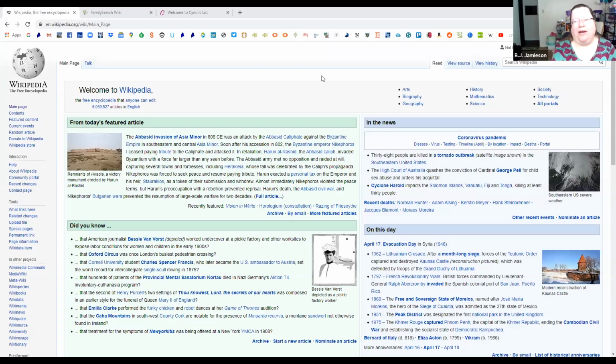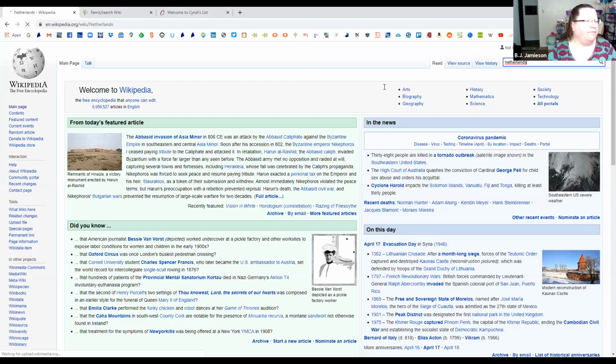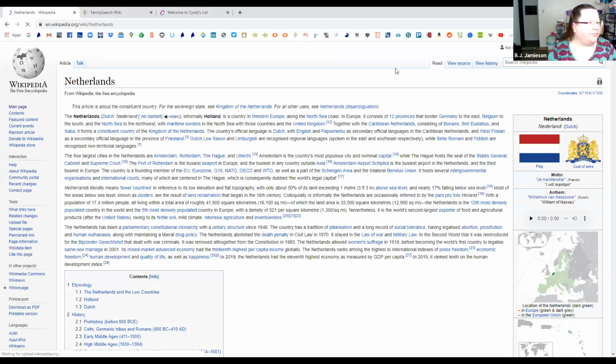So the first thing I do, let me share my screen so you can see what I'm talking about. I know there are a lot of librarians who are not that fond of Wikipedia, and teachers certainly aren't. But for something like this, it's actually a very good place to start. And so if I type in Netherlands, I get that.